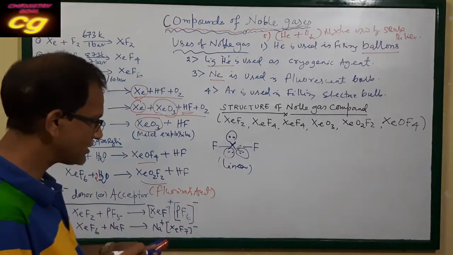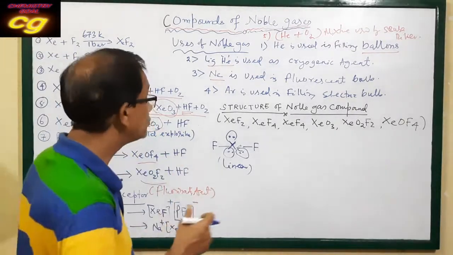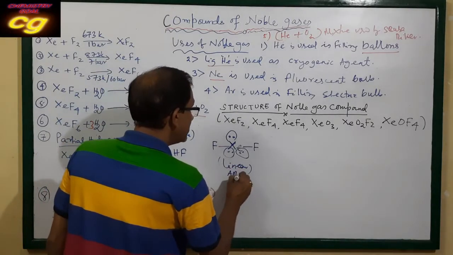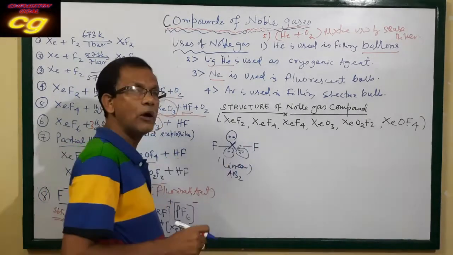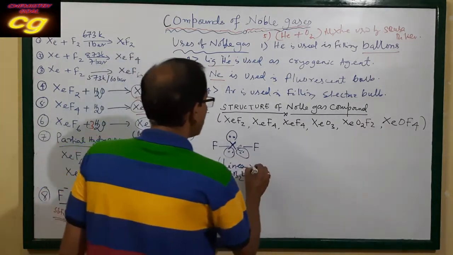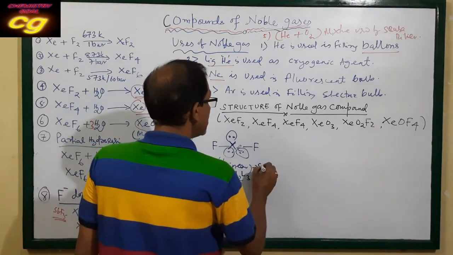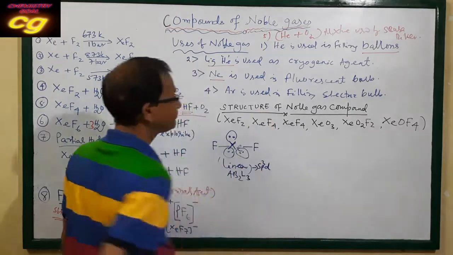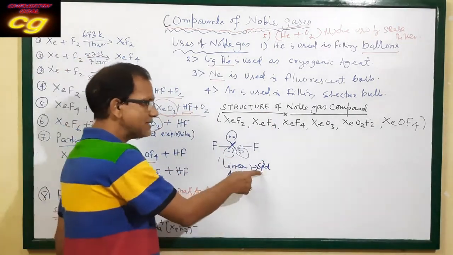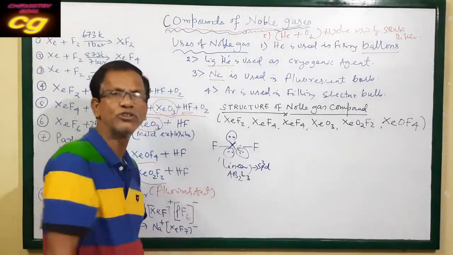And what is the hybridization? Here you can just use the VSEPR theory. The system is AB2, then how many lone pairs? 3 lone pairs, AB2L3. So the hybridization is how much? B2L3 means 5, that is sp3d. So xenon difluoride has sp3d hybridization, linear shape, and the structure is like this.